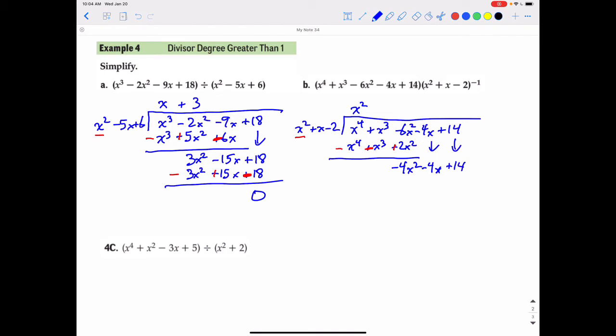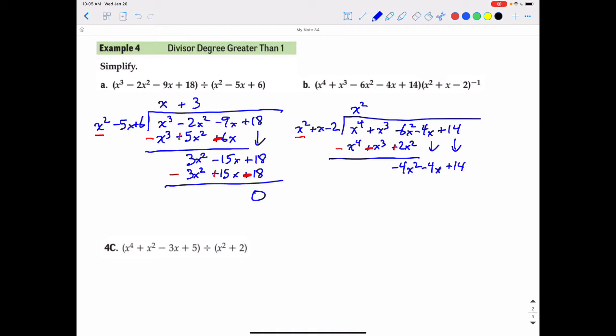And the reason we got to do that is because notice that we have 3 terms when we multiplied our x squared times everything outside the box. We had 3 terms. If I don't bring down that 14, I'm going to have part of a term hanging off with nothing to subtract it to. So I need to bring down the last term so that I have 3 terms to subtract when I get to that subtraction step.